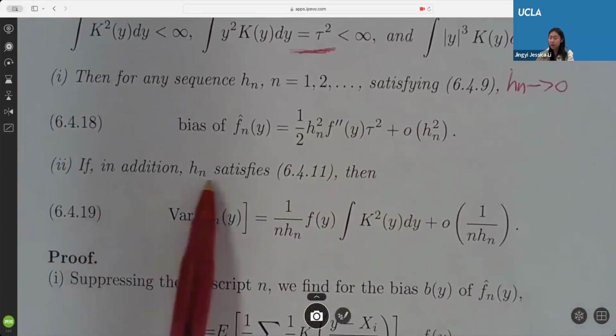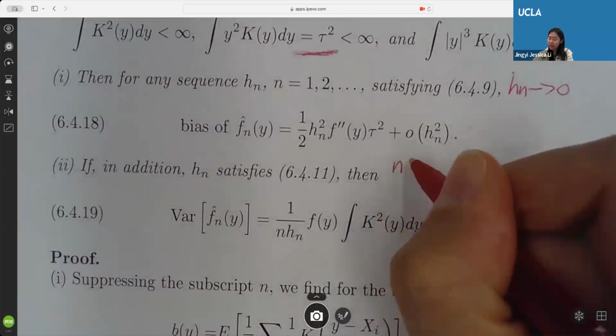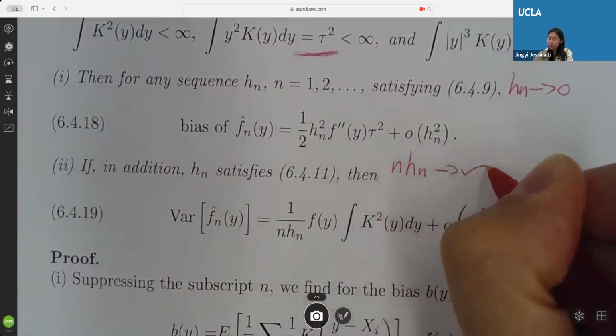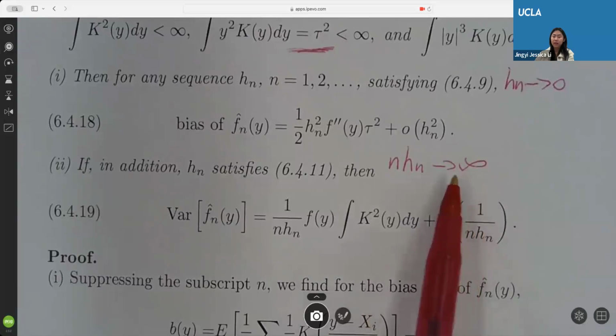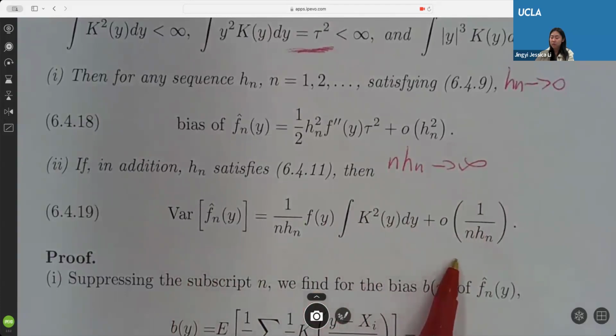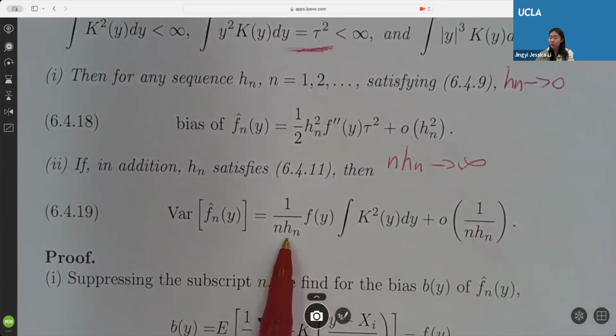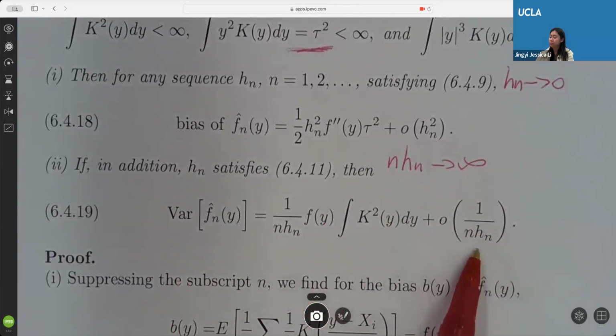In addition, hn satisfies this. That is, remember, n times hn goes to infinity. With this satisfied, the variance takes this form. The first term is on the order of 1 over n times hn, and other terms are smaller than that.